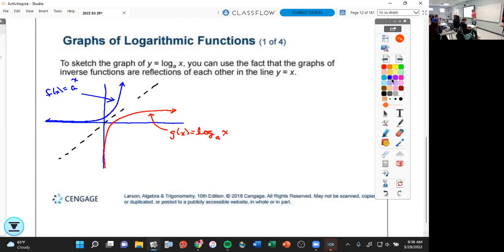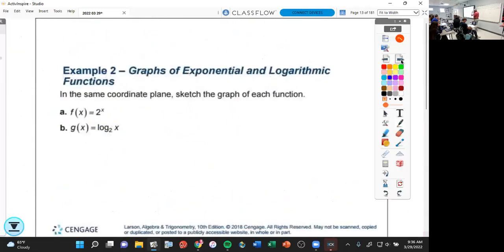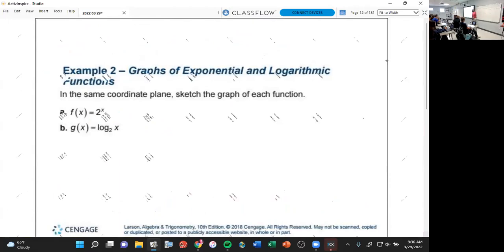Questions on these graphs? Okay. Next slide is going to probably show the same thing. Nope, doesn't. In the same coordinate plane, sketch the graph of each function. Let's sketch the graph of 2 to the x and log base 2 of x. Is it fair to say that I just did that? Does that make sense? Let me go back to the previous slide.